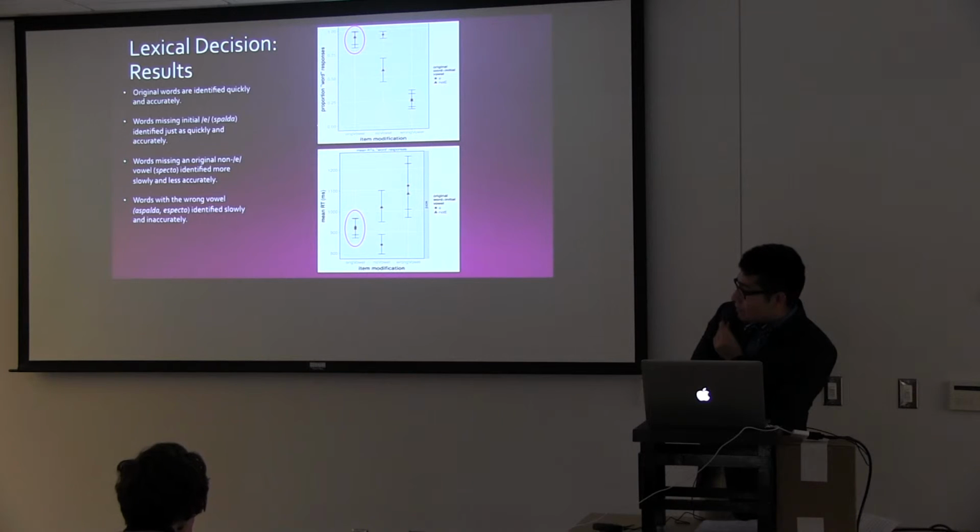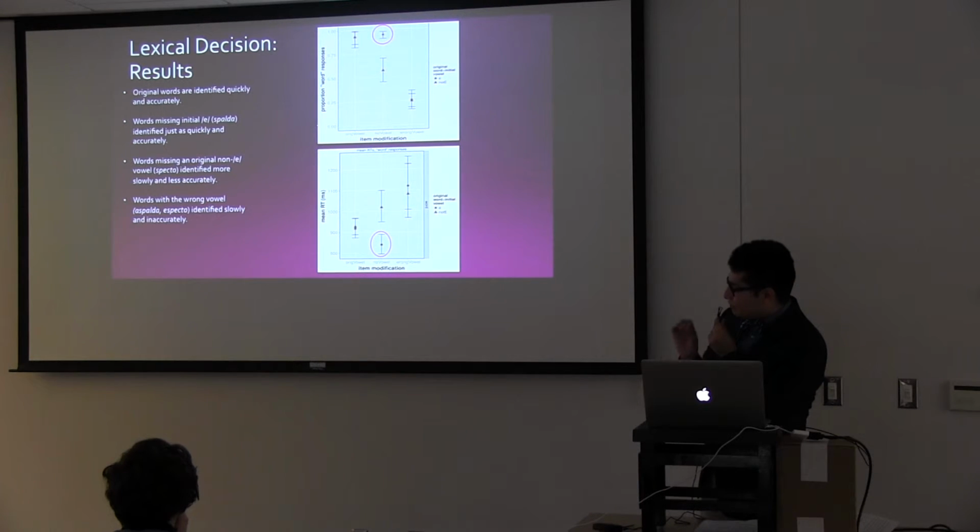The original words were identified fairly quickly and correctly. And if the stimulus was originally missing the E, they responded just as quickly and effectively. And if they were missing another vowel, then it was a little bit harder. And if we switched the vowel completely, they took the longest amount of time, and they had the most trouble with it.